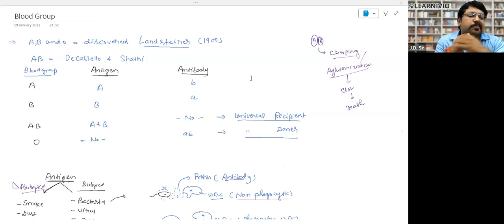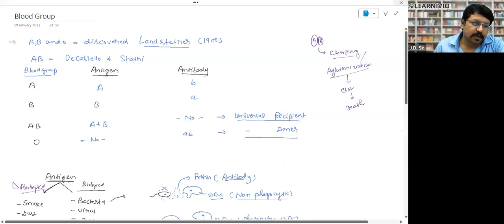So we were here, ABO blood group. You'll get the question: who discovered the AB blood group? That question has even been asked. A, B, and O blood groups were discovered by Landsteiner in 1900. And the AB blood group was discovered by De Castello and Sturli. It had not been discovered by Landsteiner.